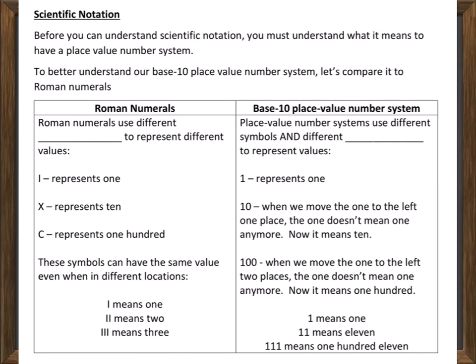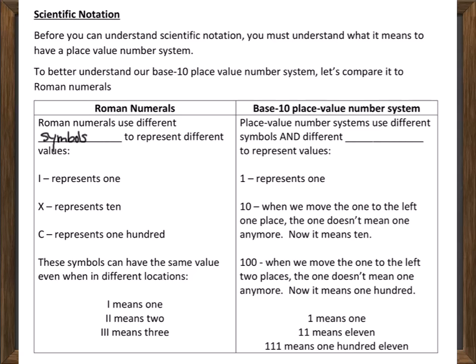Roman numerals use different symbols to represent different values. For example, I means 1, X means 10, and C means 100. These symbols have the same value even when their location changes. For example, I means 1, II means 2, III means 3. All of these symbols have the same meaning regardless of their location within the number.